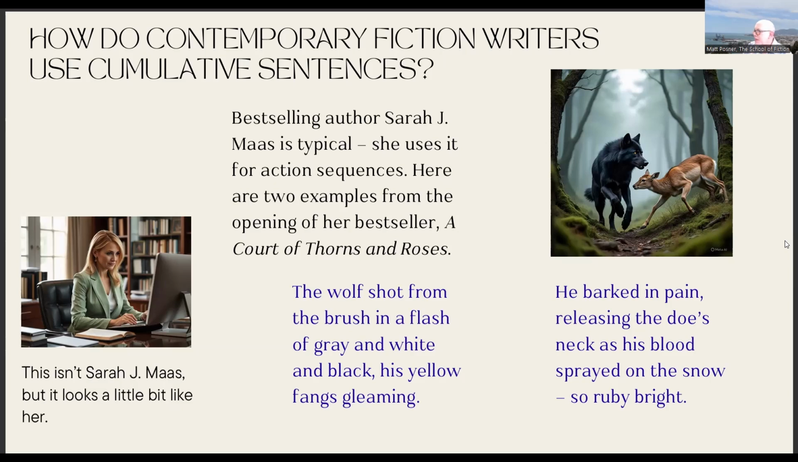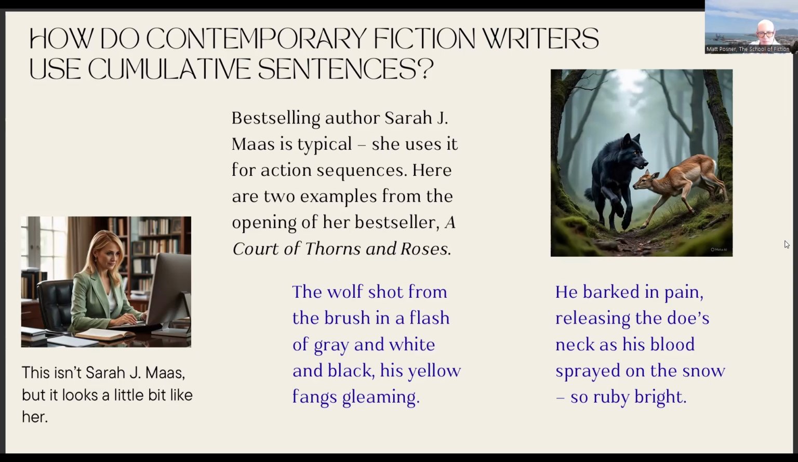Okay. He barked in pain, releasing the doe's neck as his blood sprayed on the snow. So Ruby Bright. An excellent cumulative sentence. He barked in pain is the main sentence. Releasing the doe's neck, there we go, which is an ablative absolute. And then a subordinate clause, as his blood sprayed on the snow. And then we have so Ruby Bright, which is attached with an em dash.